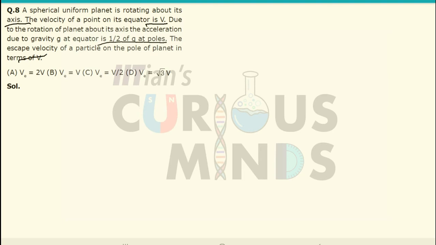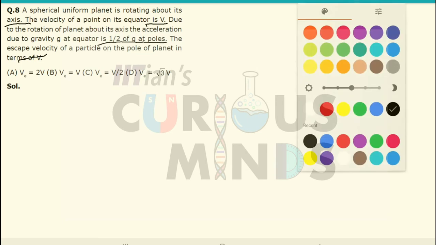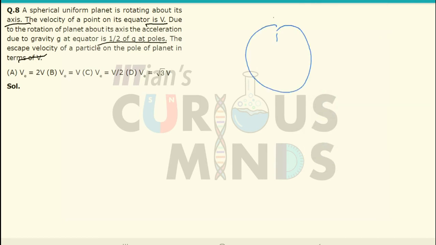Now let me consider any planet over here, such that these are the poles and this is the equator. If I consider a body over here and the planet is rotating with angular velocity omega, I will convert it into linear velocity later. If I consider the mass m over here, it will have a certain acceleration due to gravity in this direction, and there will be an opposite acceleration a dash in the opposite direction.